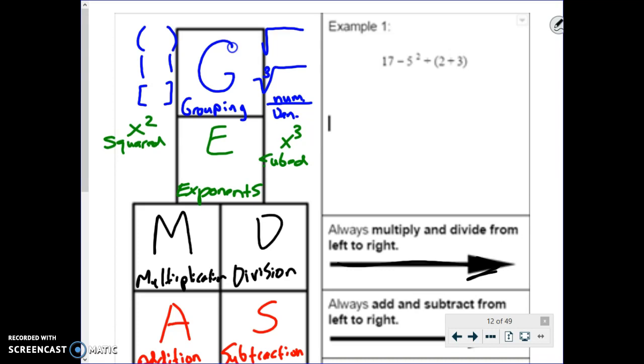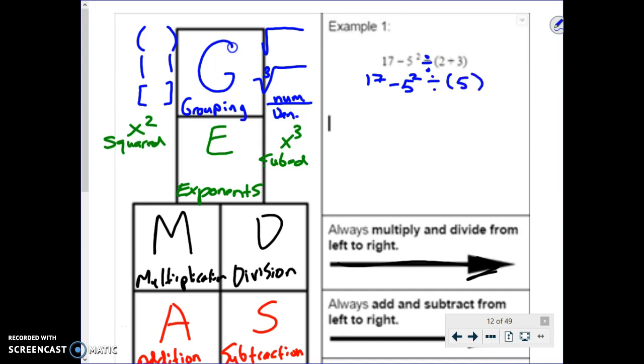So example number 1 here says 17 minus 5 squared divided by, and then 2 plus 3. I know that's a little blurry, but it is a division symbol, 2 plus 3 in parentheses. So according to our order of operations, we do 2 plus 3 first. That's our grouping symbol. I always try to encourage students to rewrite the entire problem, even if they don't want to. And I now have 2 plus 3, which is 5.